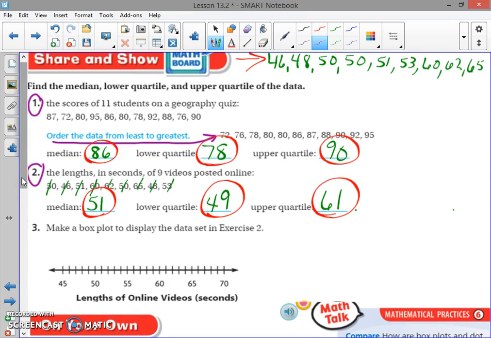All right, now number 3, let's make a box plot. Our lowest number is 46. Our highest is 65. Our median is 51, and that gets the line, right? Lower quartile is 49. Ooh, that's close. And 61 is the upper quartile, okay? So we box right around here.